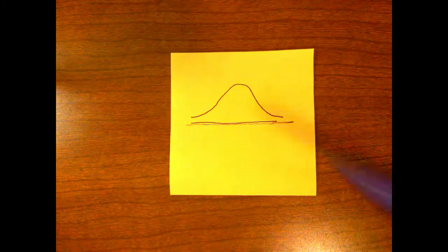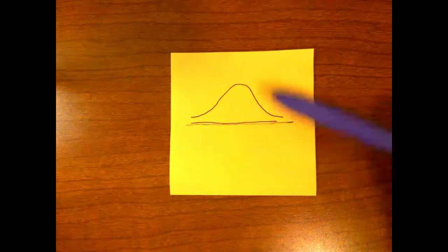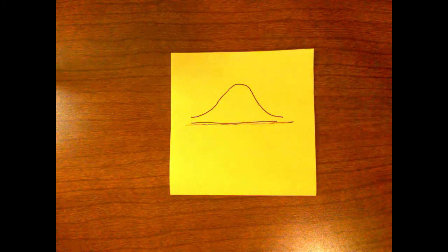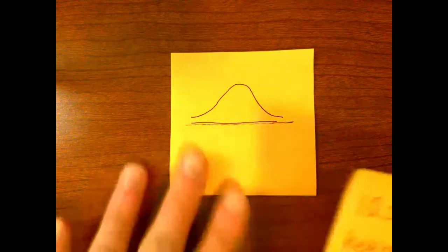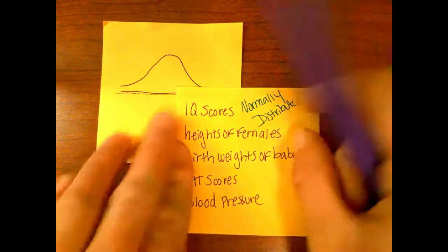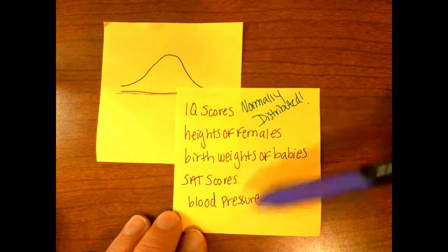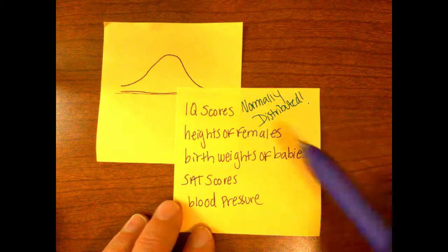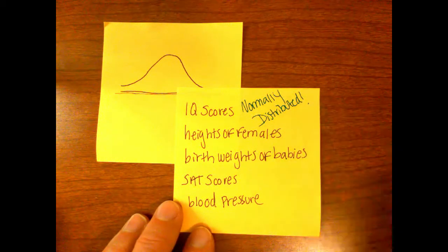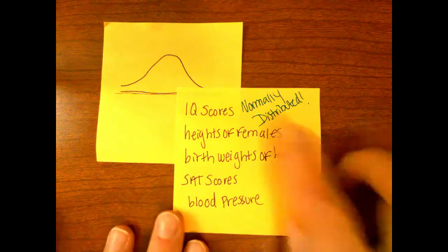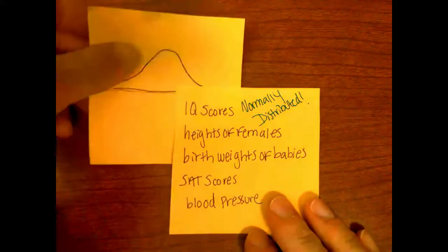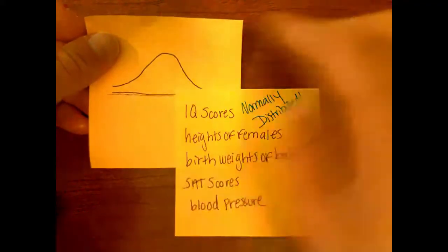And there are so many real world examples of normal distributions, which is why it's important to know. Some general ones: we've got IQ scores, heights of females, birth weights of babies, SAT scores, blood pressure. All of these are normally distributed variables, so all of these would show on a bell graph.